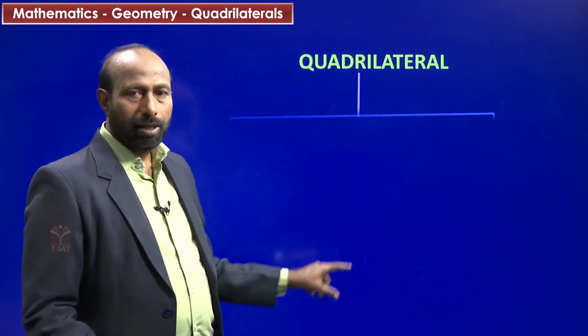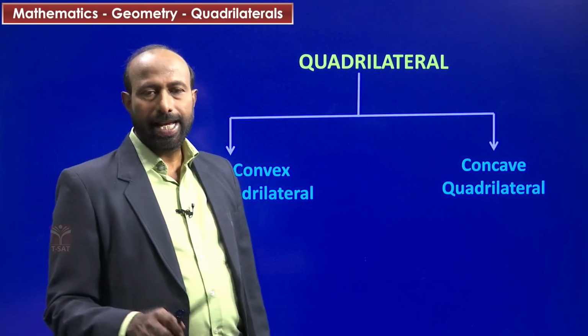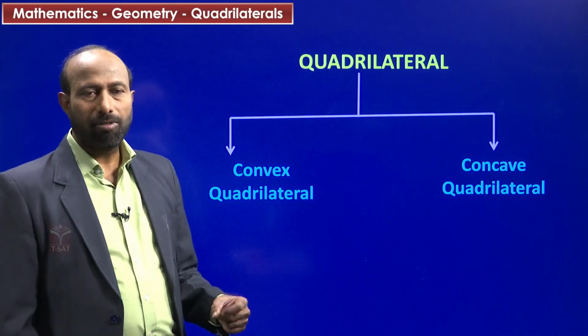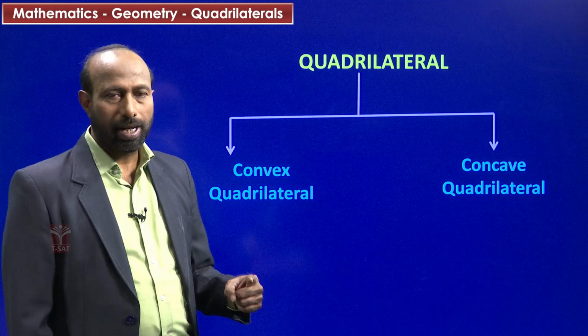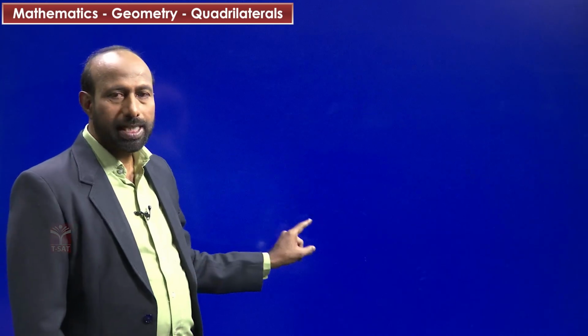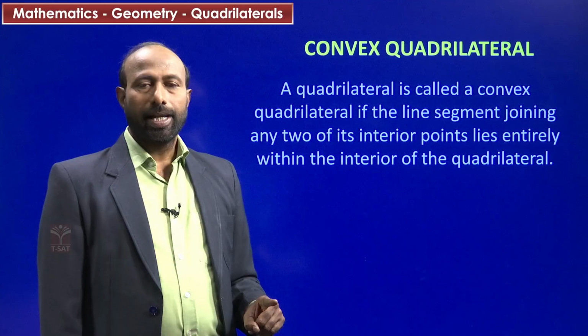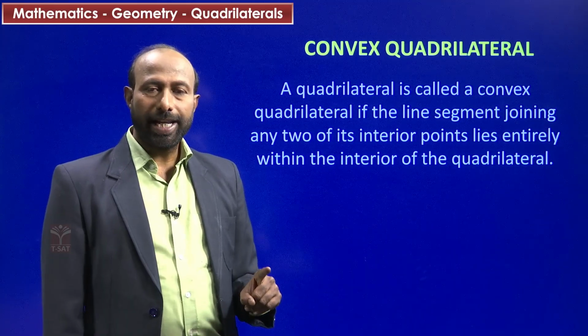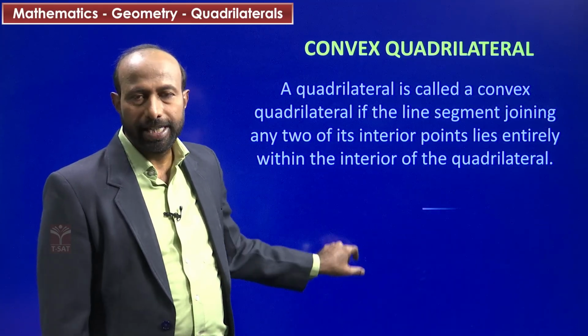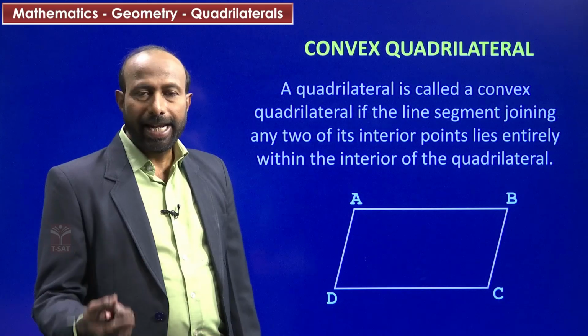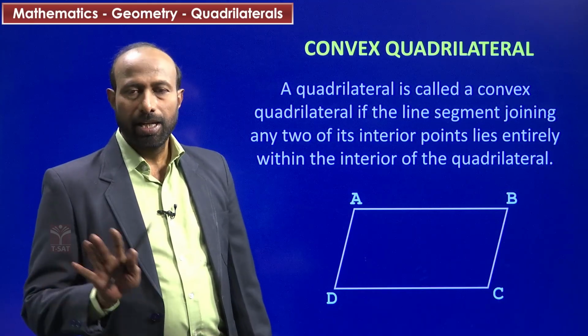Now, quadrilaterals are mainly categorized into 2 types, convex quadrilateral and concave quadrilateral. Let us see what is a convex quadrilateral. A quadrilateral is called a convex quadrilateral if the line segment joining any 2 of its interior points lies entirely within the interior of the quadrilateral.